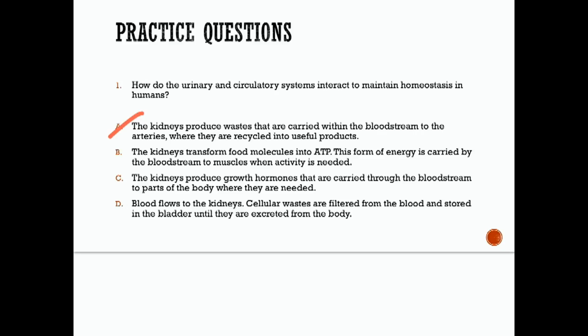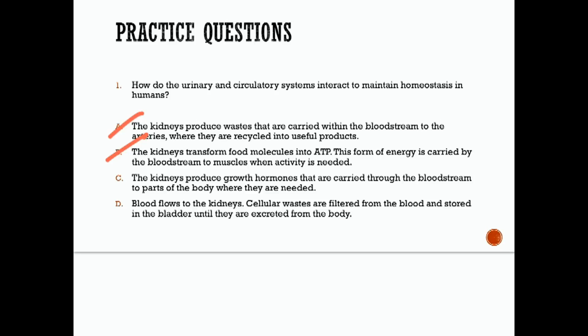Let's look at B. The kidneys, so we're still in the urinary, so that's good. The kidneys transform food molecules into ATP. Okay, that's throwing me off right there. Not really talking about urinary or circulatory. This form of energy is carried by the bloodstream to muscles. Once again, not really talking about urinary or circulatory when activity is needed. So this one does not make sense. Kidneys aren't transforming food molecules into ATP and talking about muscles. Doesn't really go with the question.